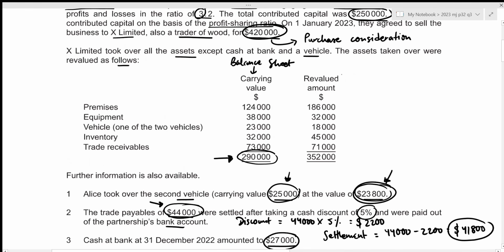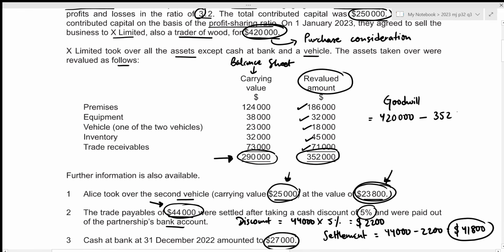And we should be writing down the revalued amount, not the carrying value, because these are the amount paid by X Limited. Now for premises, that's 186,000, equipment 32,000, vehicle 18,000, inventory 45,000, trade receivables 71,000. And the excess amount between this and the purchase consideration is just going to be the goodwill. Let's figure out the goodwill as well. That is just the purchase consideration of 420,000 minus the actual amount that is being paid for the assets, which is 352,000. This results in goodwill of 68,000.